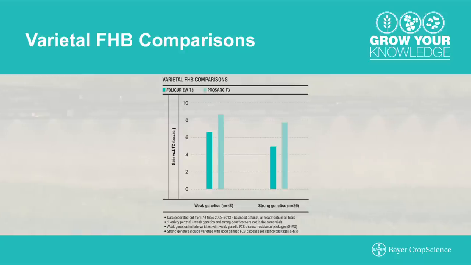And as you can see from the bars on the left, obviously putting a fungicide over top of some weak genetics is providing a yield and quality response to these fungicides. However, we are still seeing that even with stronger genetics, or genetics that have stronger resistance packages to Fusarium head blight, fungicides are still providing value and still providing a yield response and quality response.